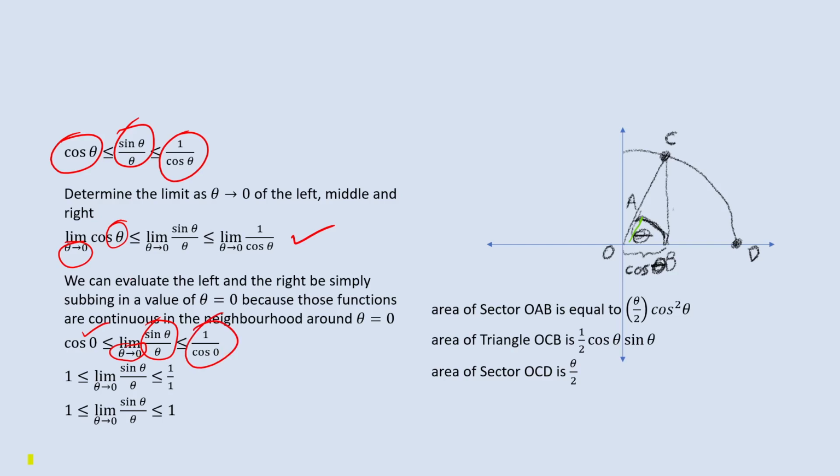But we can directly sub in a theta value of 0 to this rightmost part. Sometimes students are a little caught off guard by that. They think that it's making the denominator 0. But remember, the cos of 0 is 1, so we can sub a 0 in. And ultimately what we get is that 1 is less than or equal to the limit as theta goes to 0 of sine theta over theta, which is less than or equal to 1 over 1, or in other words, 1.